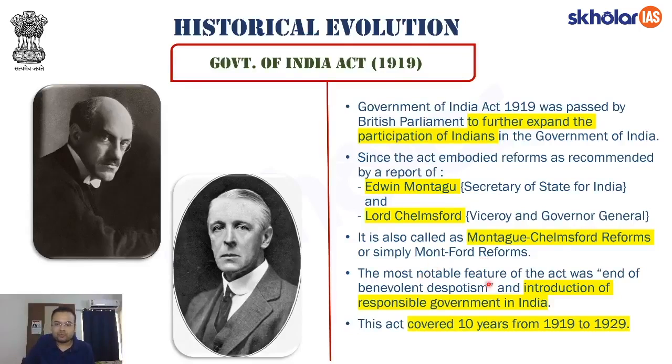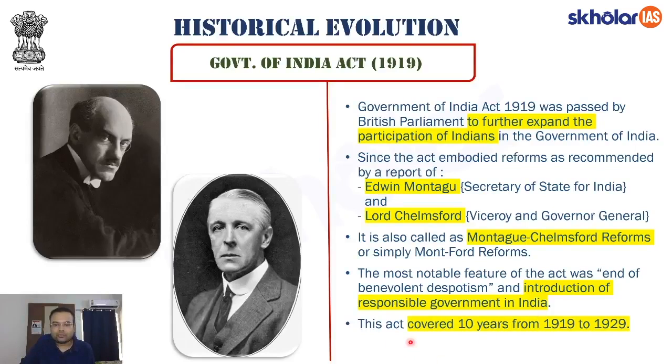Right? The most notable feature of the Act was the end of benevolent despotism and the introduction of responsible government in India. What exactly do we mean by responsible government? Essentially, it means a government that is accountable for the decisions it takes, and answerable to the questions asked by the councillors on the policy decisions it has taken. We will understand this in detail in the course of this lecture.